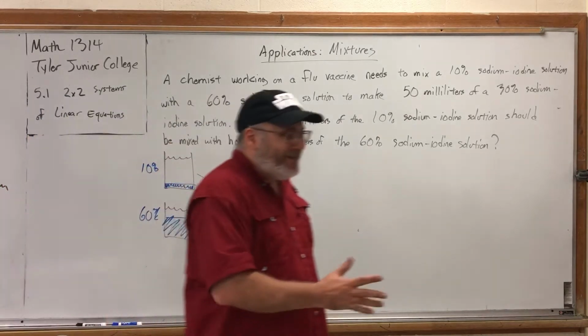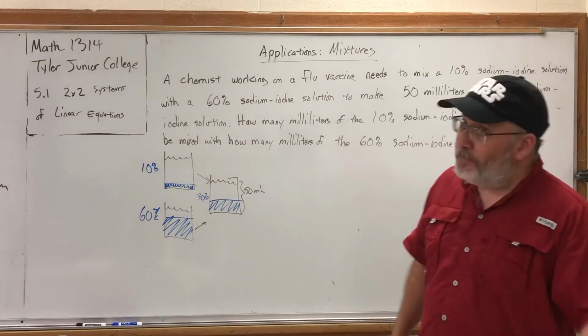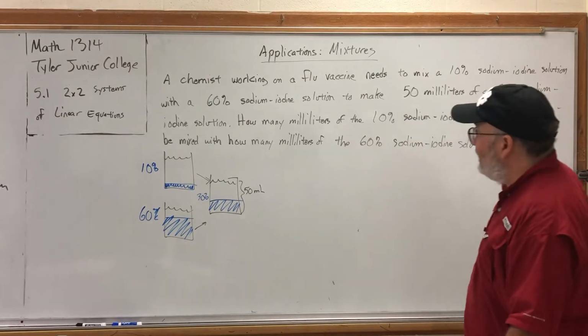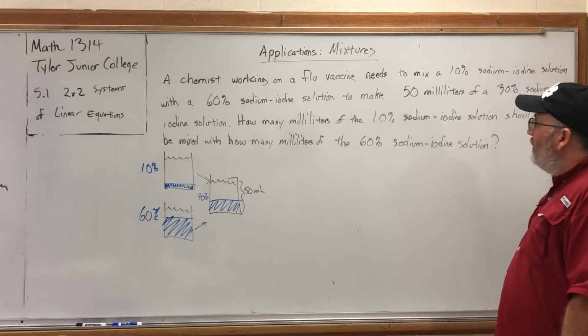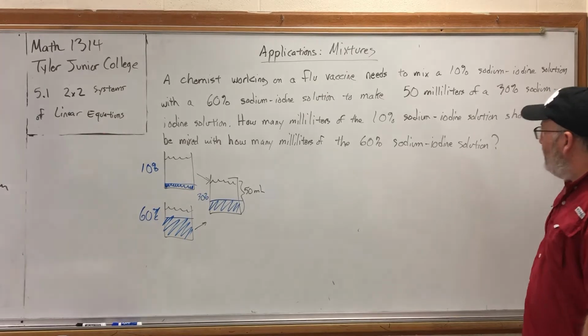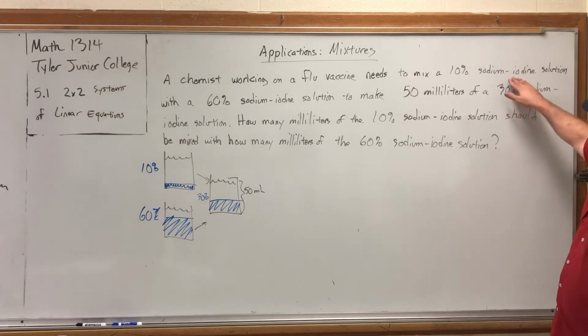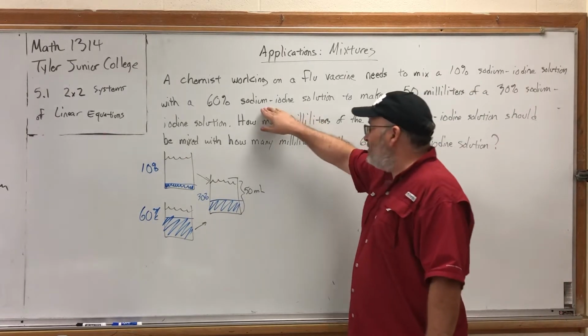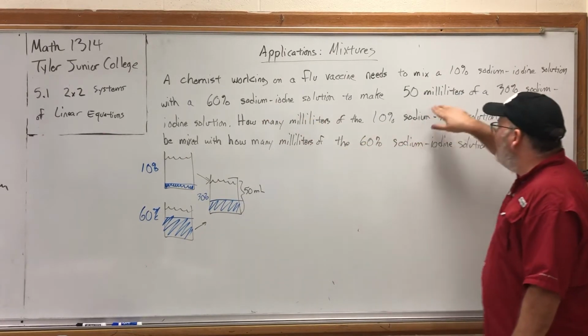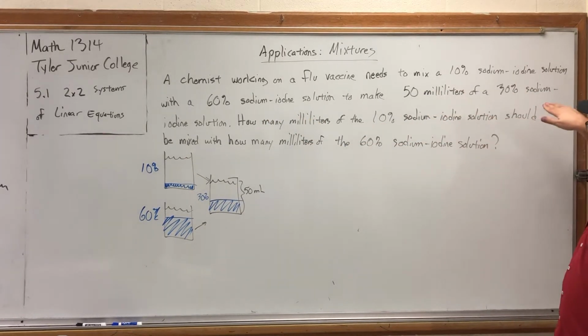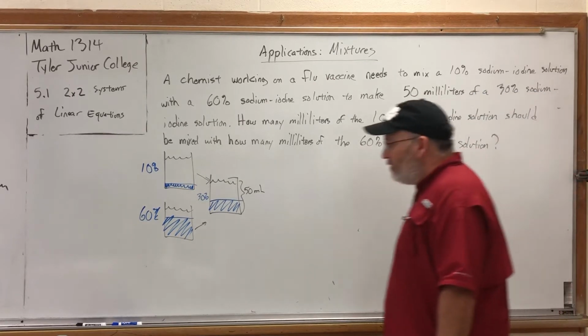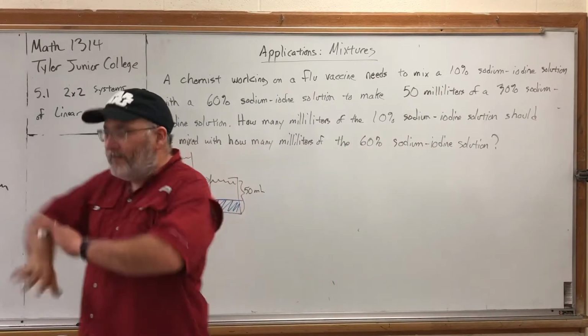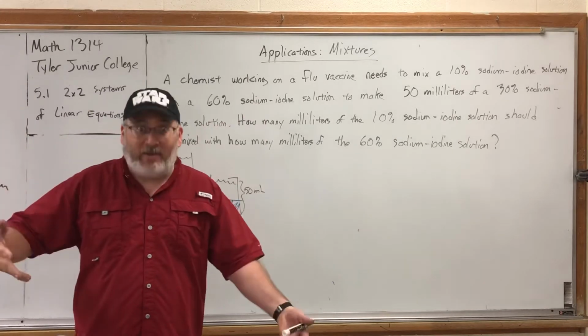So if your destiny is to go in one of those two directions, I would really pay attention to what's about to happen. A chemist working on a flu vaccine needs to mix a 10% sodium iodine solution with a 60% sodium iodine solution to make 50 milliliters of a 30% sodium iodine solution. Let's wrap our minds around what that stuff means.